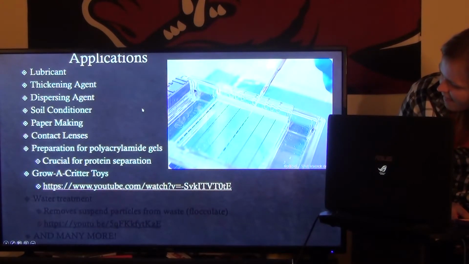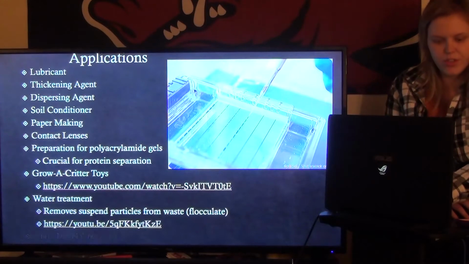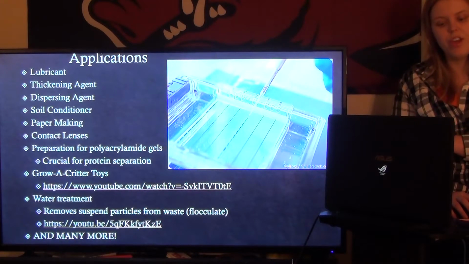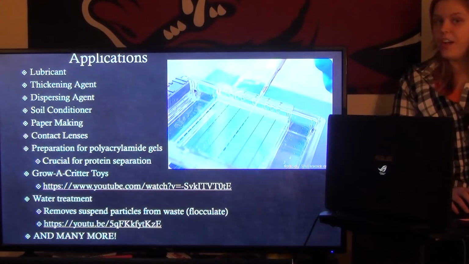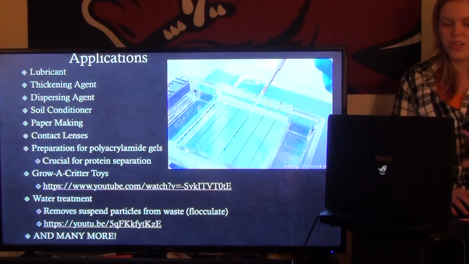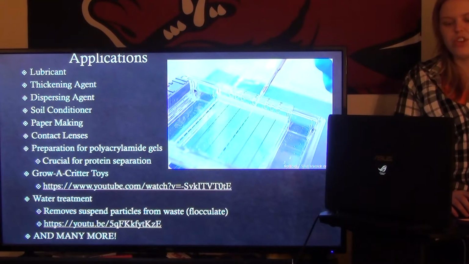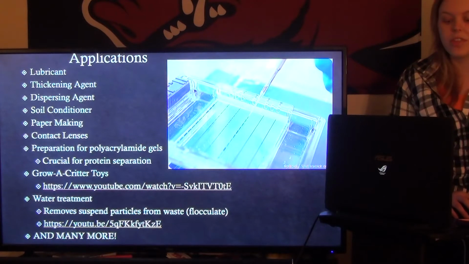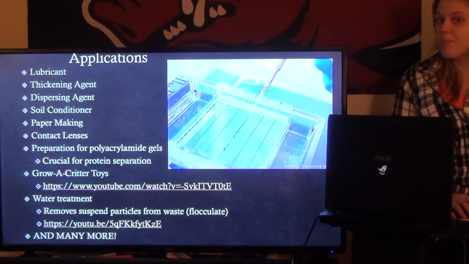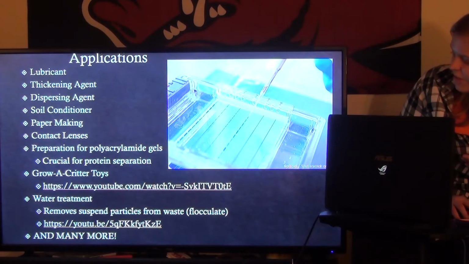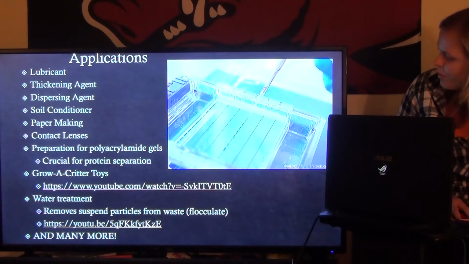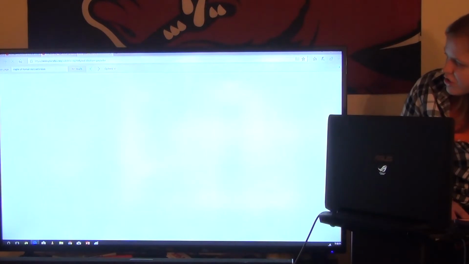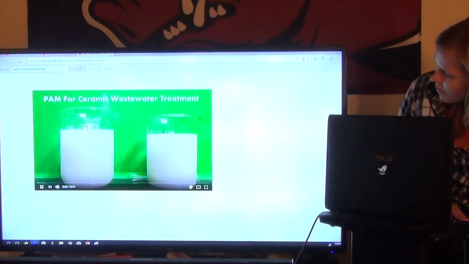And it is also used in water treatment. Flocculate is one of those new words that I discovered. It basically means to remove suspended particles, and it just aggregates them and they fall out of solution eventually. I didn't know what that meant, so I had to look it up, and I think it would be useful to watch a video on how that really works. So we're just going to watch that right quick. It won't take very long at all.